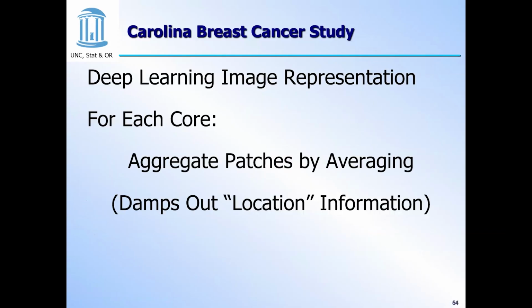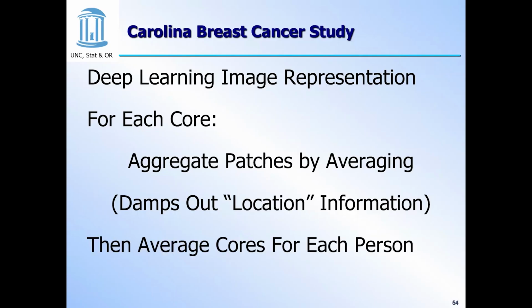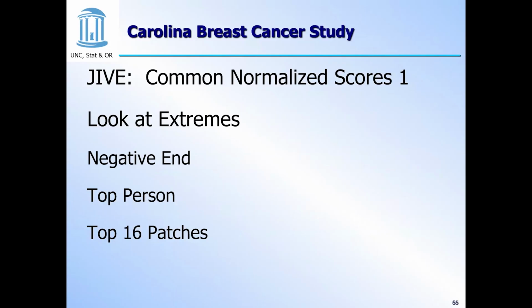Okay, so that's at the patch level. Now, what about at the core level? Well, we now have 100 different patches at each core. You could think of different ways of connecting those. The simple thing we did first is just average. So we're going to consider just averaging at the core level. Then we've got 4 cores per person, so we can average that. So now I have a 512 feature vector either at the patch level, at the core level, or at the person level. And the person level is where the genetics are going to happen.